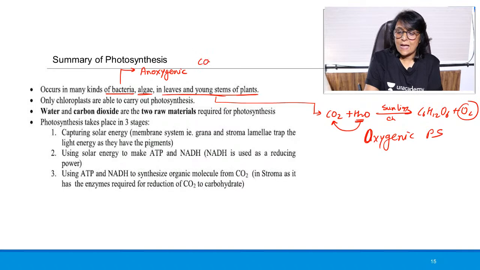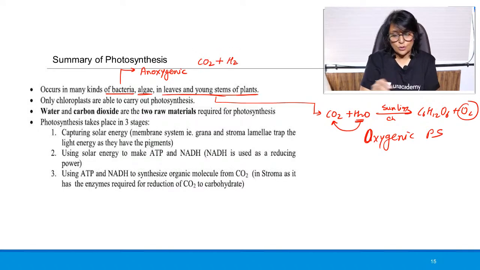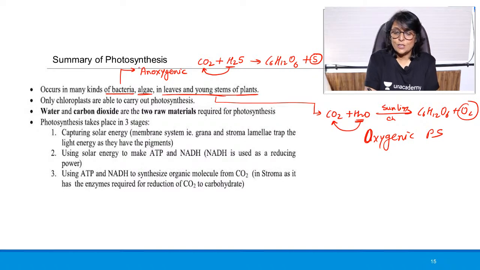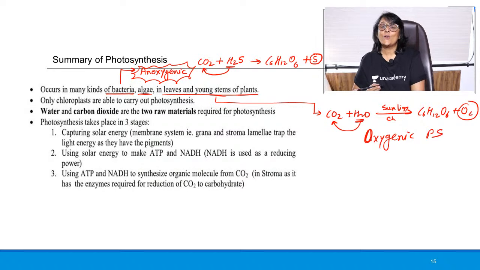In bacteria, carbon dioxide has to be reduced and hydrogen is given by H2S. So this hydrogen is used to reduce carbon dioxide. We get C6H12O6 and sulfur. There is no oxygen given out, and that is why the photosynthetic process that takes place in bacteria is called anoxygenic. This is for most of the bacteria, right? We are not talking about the blue-green algae.